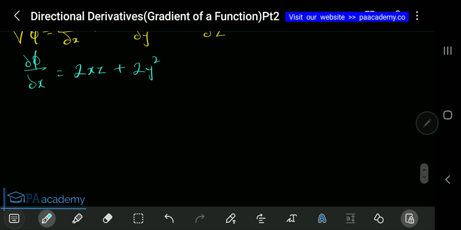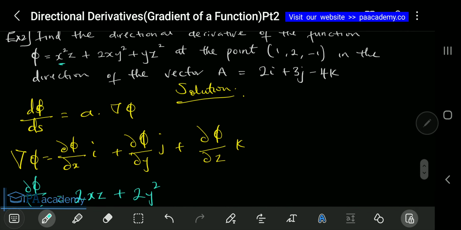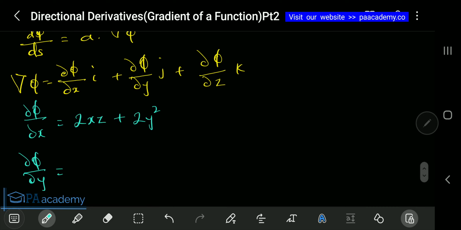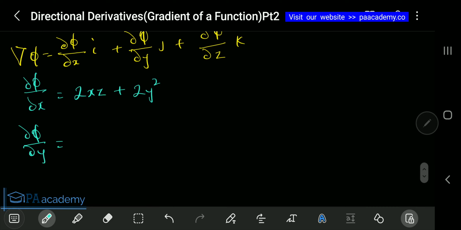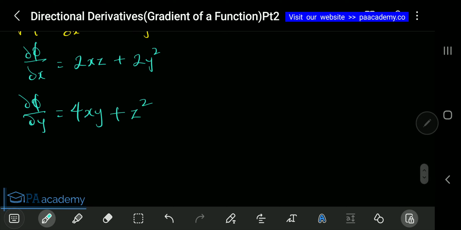Okay, so let's do that of y. For that of y, since there is no y here, this will be 0. And then for this, that will be 4xy plus z squared. So let's go ahead and put that down. So that's 4xy plus z squared.